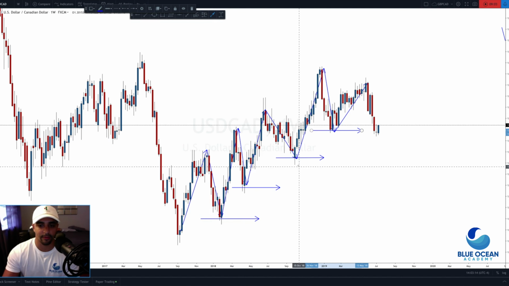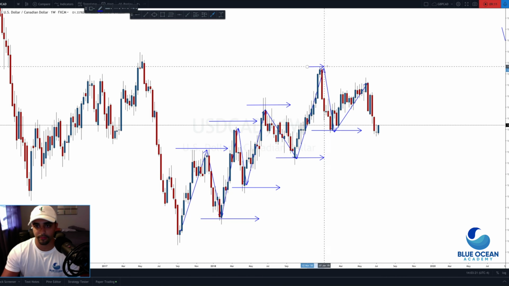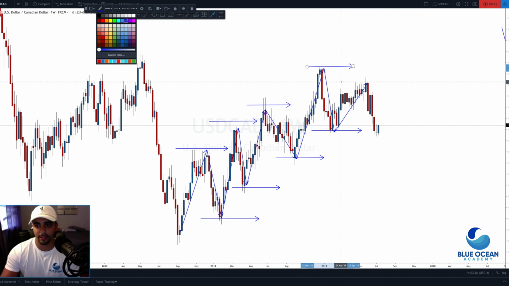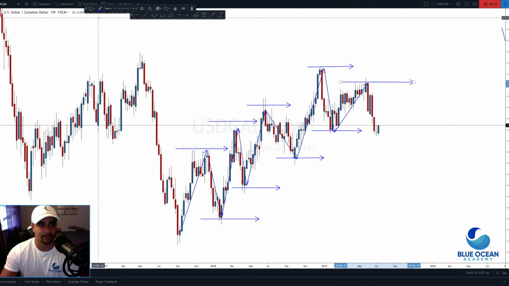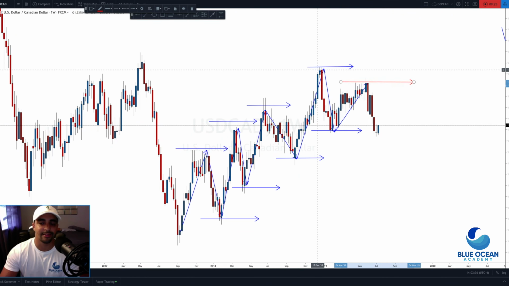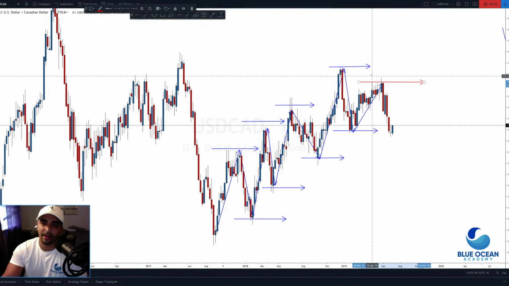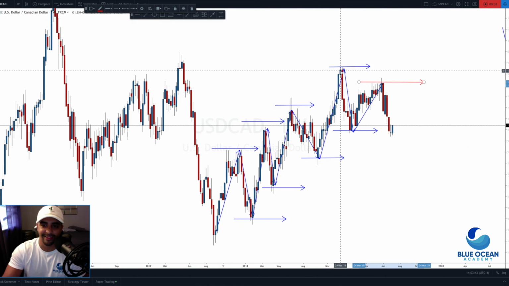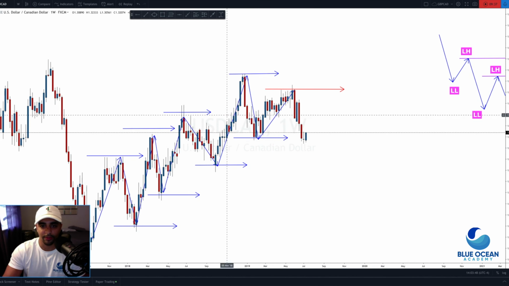Remember, you're looking for higher floors and then higher ceilings. So we have higher ceilings, and right over here, I'll make this one red. You can see that this new ceiling failed. This ceiling here failed to surpass this ceiling. So this would be the start of a lower high, because this lower high is lower than this high. So for right now, I want to pay attention to the weekly more so.